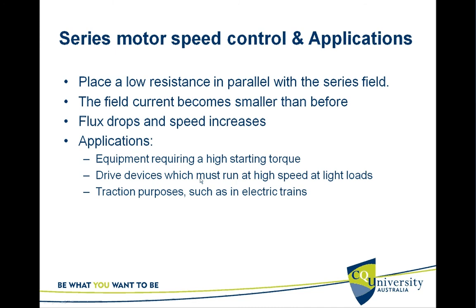Series motor, speed control and applications. How could we control the speed? You place a low resistance in parallel with the series winding. Remember, in parallel with the series winding, then the field current becomes smaller than before, and the flux drops and speed increases. So this low resistance can also be varied. It could be a rheostat.